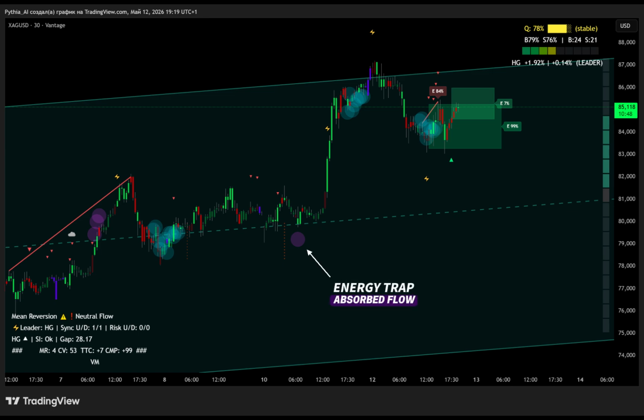Purple spheres represent energy trap, while blue spheres represent price trap. Energy trap reflects strong order flow without a proportional market result. Price trap reflects isolated aggressive attempts to move price without broader market participation. Both traps help identify possible movement exhaustion early.